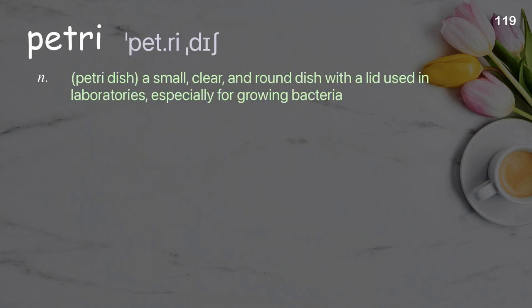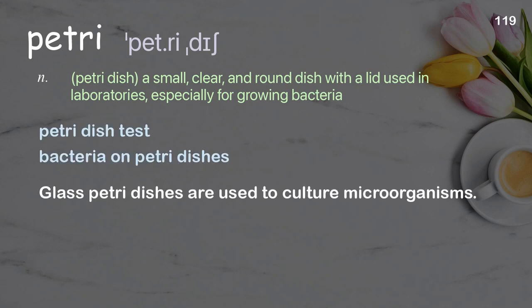Petri. Petri dish: a small, clear, and round dish with a lid used in laboratories, especially for growing bacteria. Examples: Petri dish test, bacteria on Petri dishes. Glass Petri dishes are used to culture microorganisms.